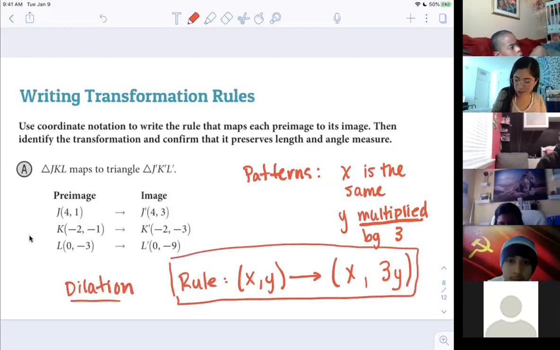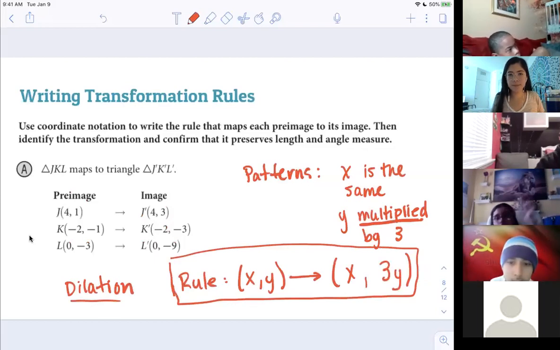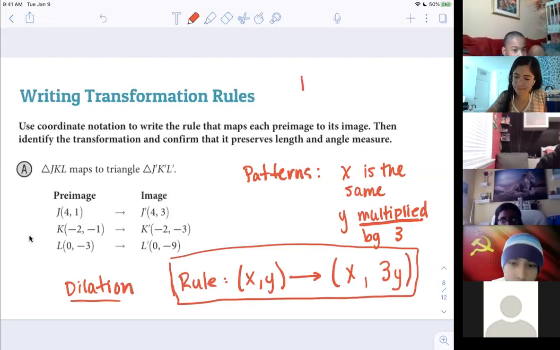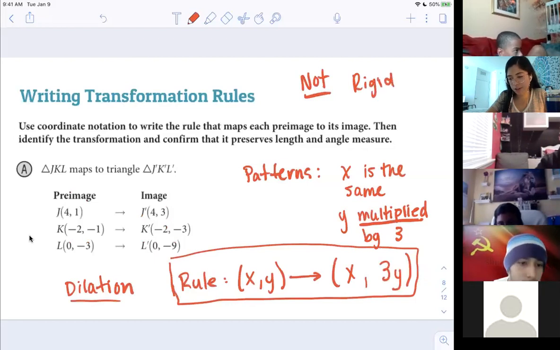Was this rigid motion? Perla saying no. Why not? Because it's getting bigger. So this is not rigid motion.